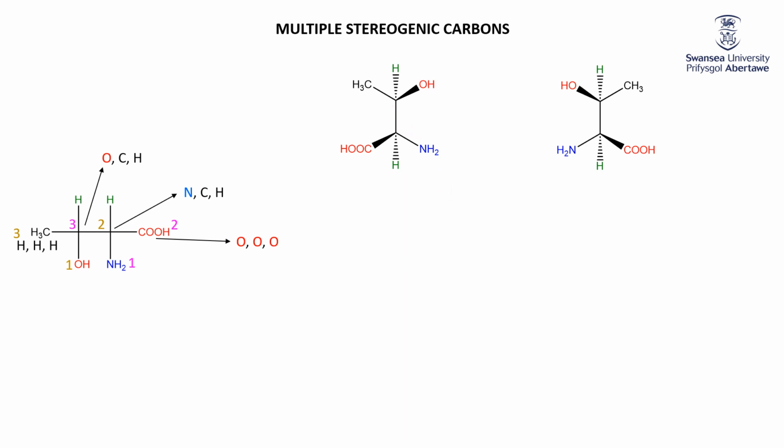So have a look and tell me, or tell yourselves, because I can't hear you, what this carbon here is. And I hope you said that it is R, because you've got priority 1, priority 2, priority 3. How about this one here? S, you said. Shame, because it's R. Let's again look, priority 1, priority 2, priority 3. So this is RR.